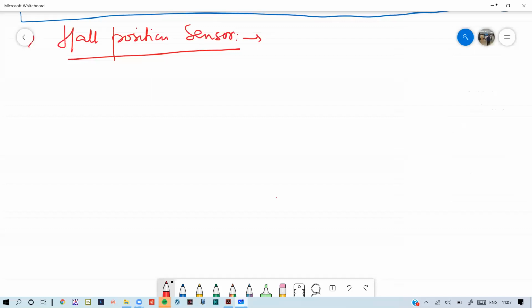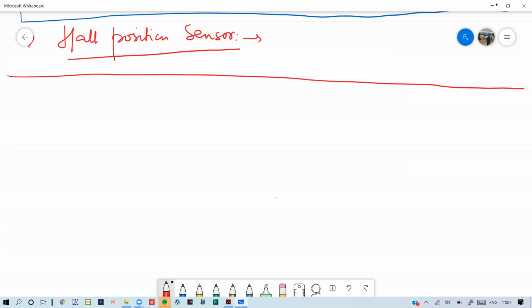Then there is one important topic. It is important in the sense that the physics is very interesting, but you need a very good knowledge of superconductors. That is the SQUID.